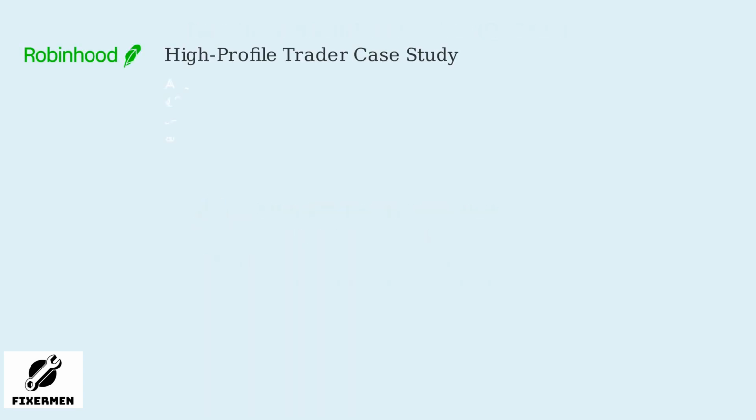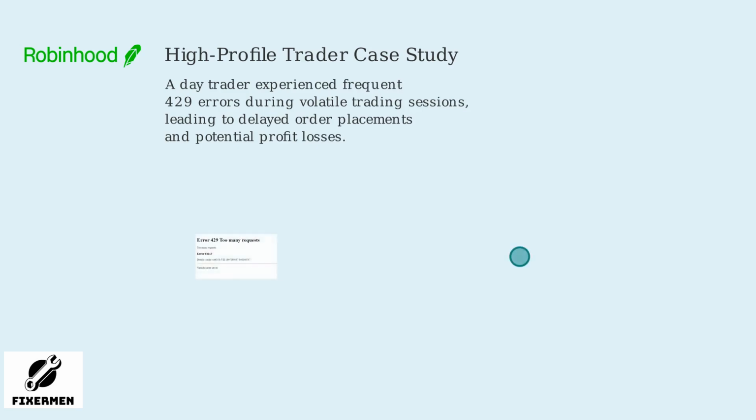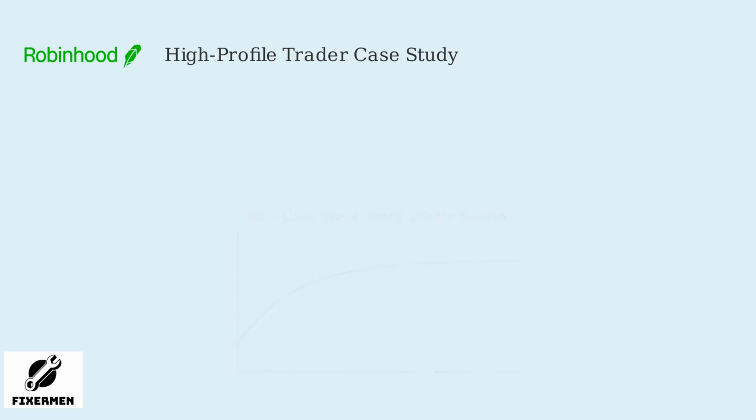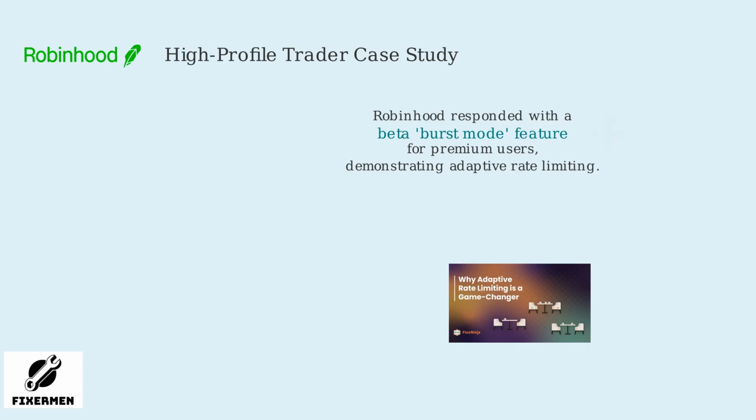In February 2026, a high-profile day trader shared their experience on Reddit, reporting how frequent 429 errors during volatile sessions, like Tesla earnings, caused delayed order placements and potential profit losses. The trader highlighted how the errors spiked during peak market hours, as shown in this rate limit usage graph. Robinhood addressed this by introducing a beta burst mode feature for premium users, allowing temporary higher rate limits during intense trading periods. This showcases their adaptive rate limiting technology.